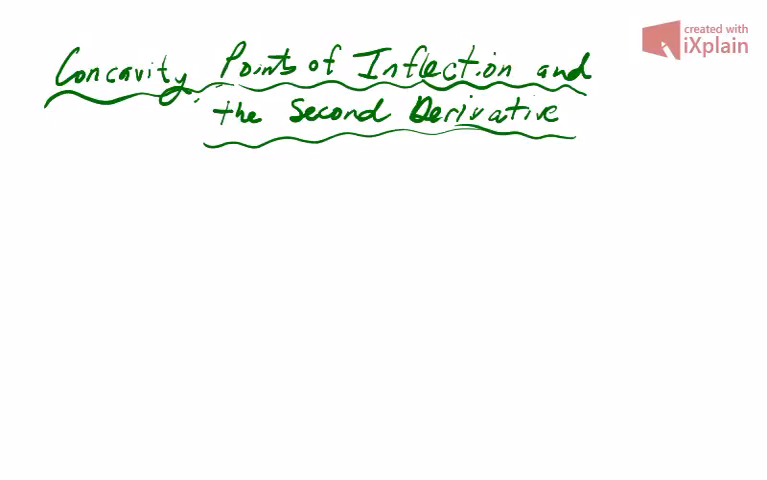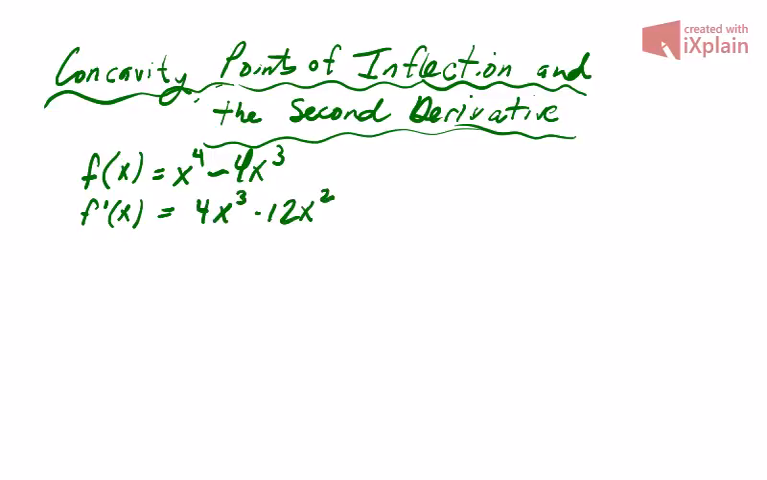So we want to find concavity, points of inflection, and this all relates to the second derivative. So if I have f of x equals x to the fourth minus 4x cubed, I got to go to the second derivative. The first derivative will tell me max, mins, increasing and decreasing. The second derivative will tell me about the concavity and points of inflection. A point of inflection is where the graph will change concavity.